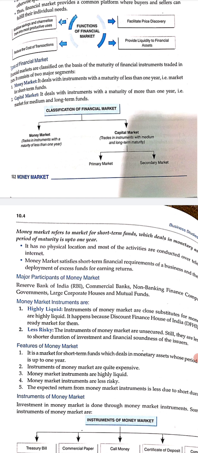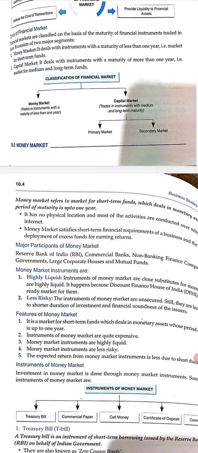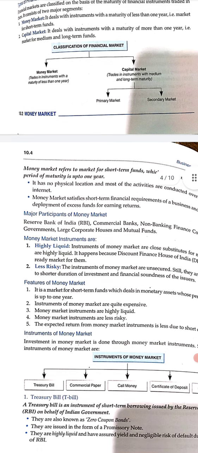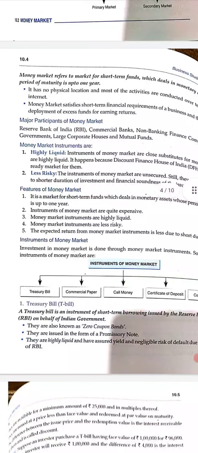Main features of money market are: it is a market for short-term funds. Instruments of money market are quite expensive. Money market instruments are highly liquid. These instruments are less risky and the expected return from money market instruments is less due to short duration. Mainly there are 5 instruments: treasury bill, commercial paper, call money, certificate of deposit and commercial bill. Now treasury bill. It is an instrument of short-term borrowing issued by RBI.